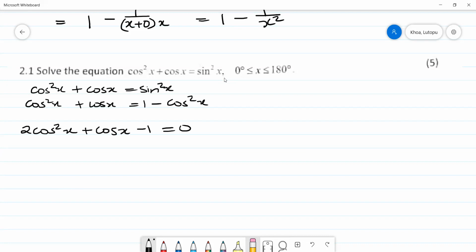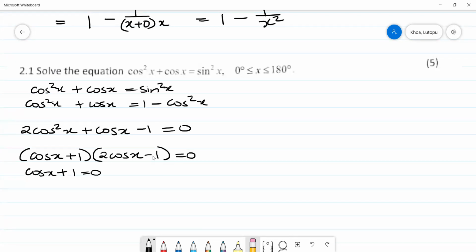Now this is a quadratic equation which you can factorize. We look for two numbers. When we multiply them, the answer is negative 2. When we add them, the answer is positive 1. So that's positive 2 and negative 1. So we factorize this. Okay, so this is what you get when you have factorized it. If it's easier for you, make a substitution. So maybe write it as 2m squared plus m minus 1, where m is cos x, factorize it, and then rewrite it in terms of cos. So this means that cos x plus 1 is 0, or 2 cos x minus 1 is 0.